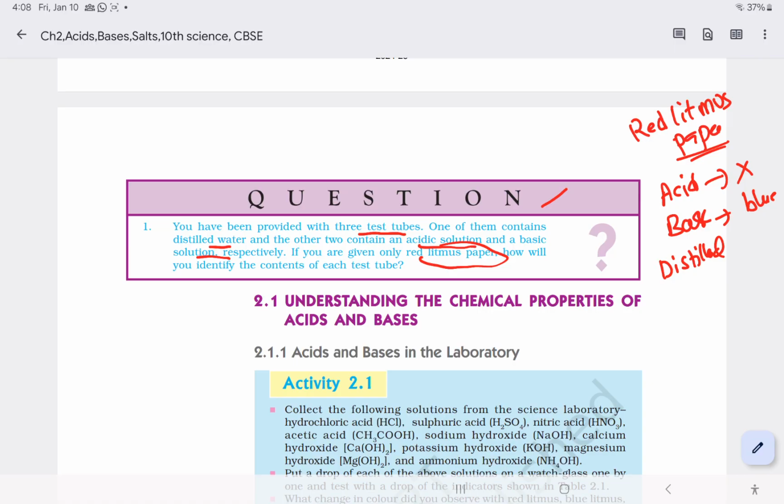So like that you can identify which one is acid, which one is base, and which one is the distilled water. If the red litmus is turned into blue, it is base. The other 2 are not turning the color, the red color will remain as it is. By smelling it, you can identify whether it is an acid or a distilled water solution.